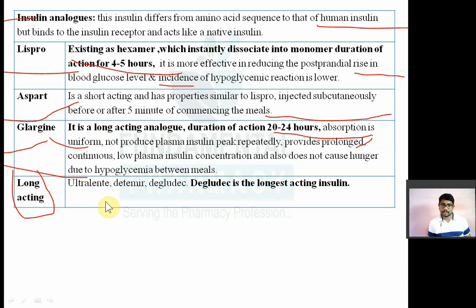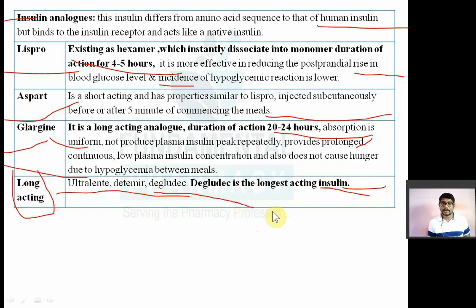Now long-acting insulins are these three. Remember, a question comes on this for sure. Ultra lente, detemir and degludec are known as longer acting insulin preparations. Out of that, remember, a question has already come on this. Degludec is the longest acting insulin preparation. The question was: which of the following insulin preparations is the longest acting? Degludec is the longest acting.